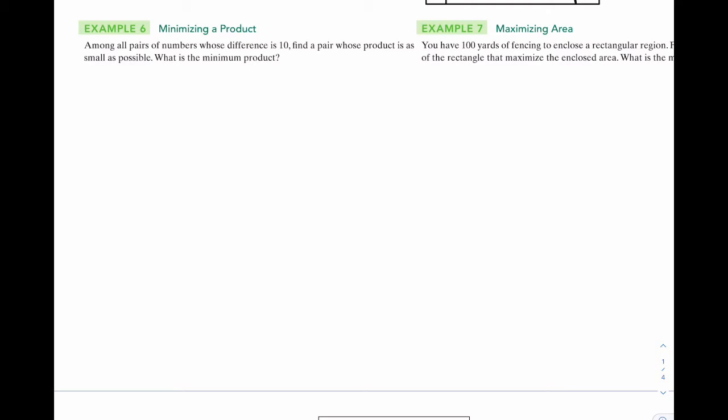Among all pairs of numbers, the difference is 10. So let's write x minus y is 10. Find a pair whose product is as small as possible. What is the minimum product? So again, you see this word minimum. Anytime you see maximum, highlight that. We're going to have to find a vertex. So in the back of your mind, you're thinking, okay, vertex.